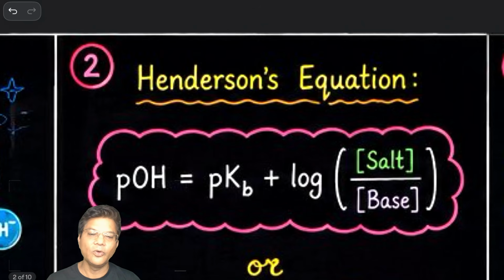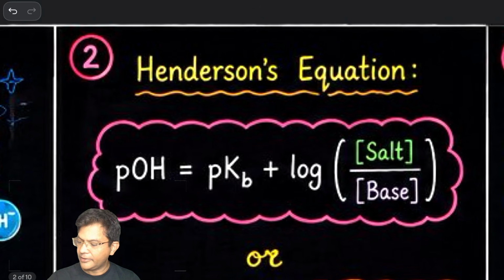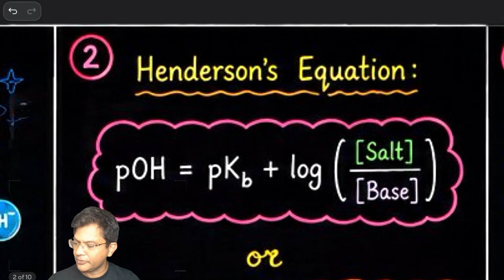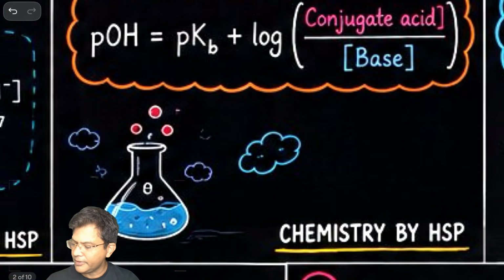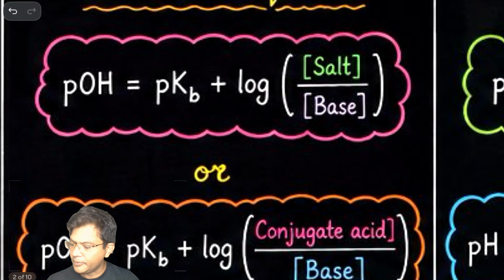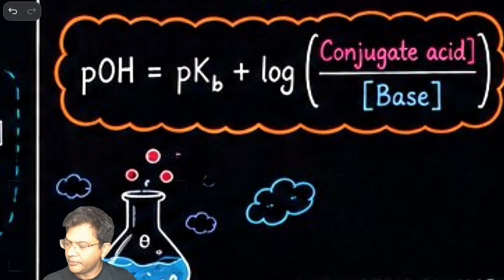Henderson-Hasselbalch equation. You see, the upper one is basic buffer and the lower one is acidic buffer. Both are in terms of pOH. They have not given pH. So let me write down. This is basic buffer, so let me write down the formula for acidic buffer.